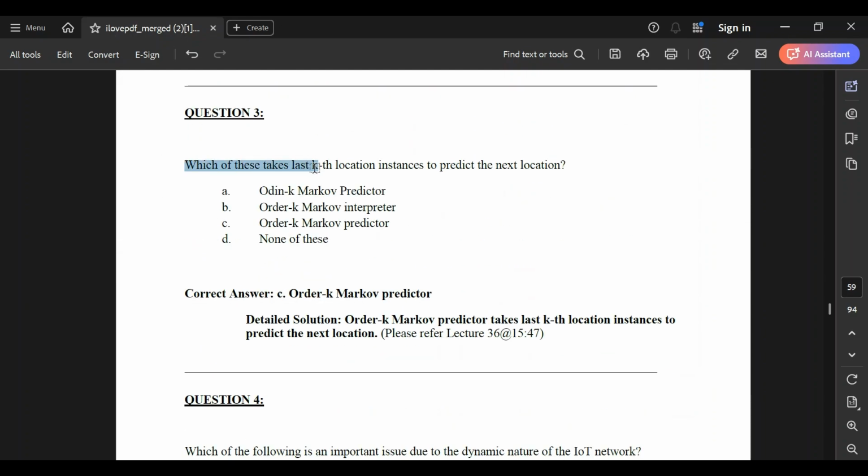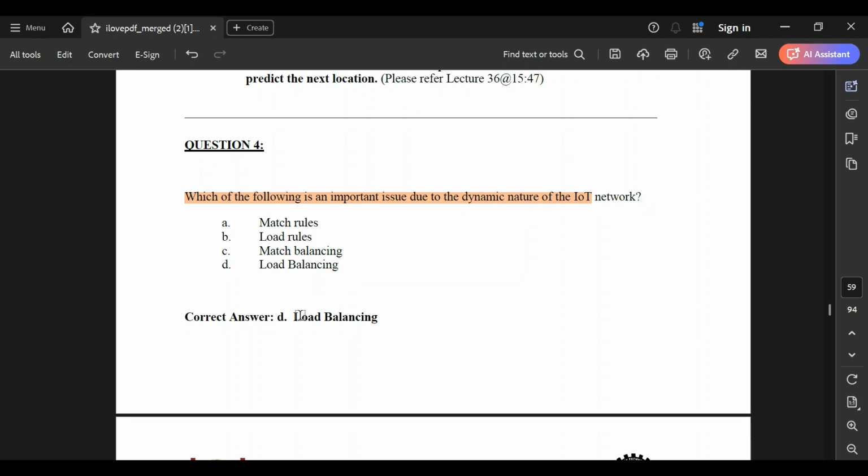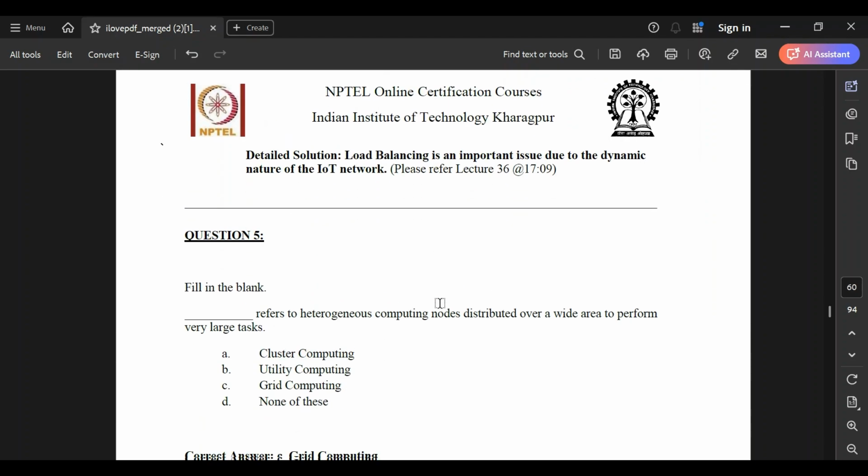Which of the following is the last k location instance of a predictor to the next location? It is the order k Markov predictor. Which of the following is an important issue due to the dynamic nature of the IoT network? This is load balancing. Load balancing is the issue that is there.